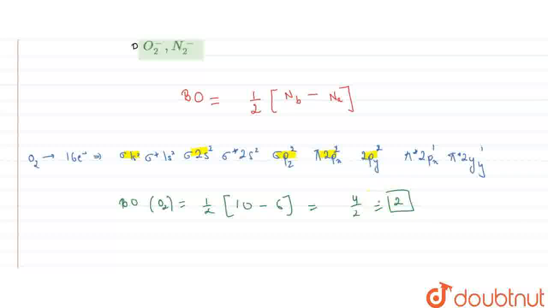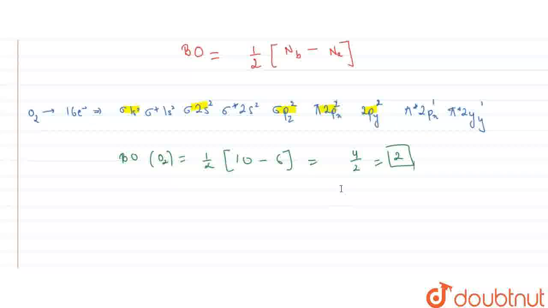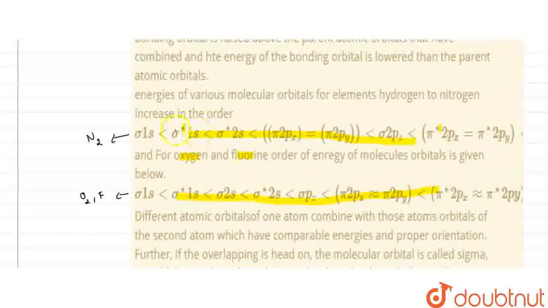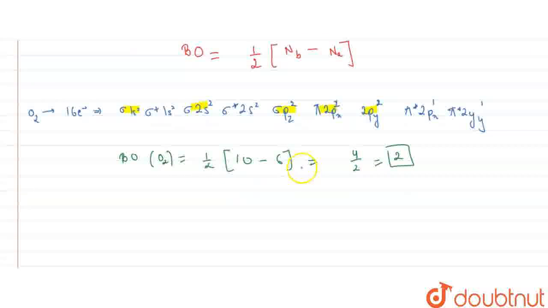Now let us calculate it for N2. For N2, first of all let me write the configuration. The energy level order according to the MOT, that is the molecular orbital theory, for N2 has been given over here. So let us write it and fill in the electrons. Let me write N2 first of all, which is a 14 electron species.